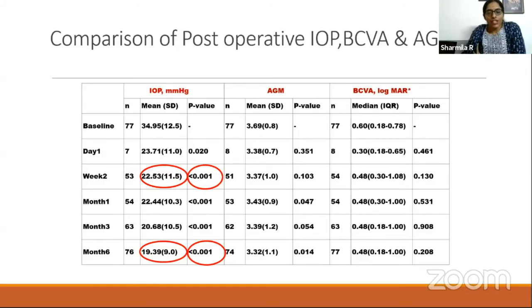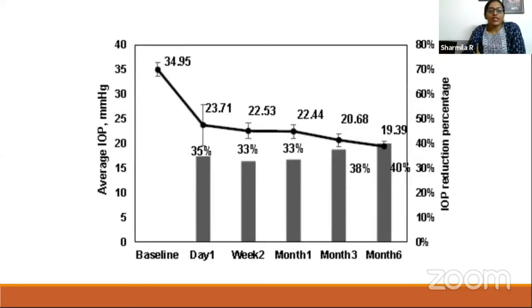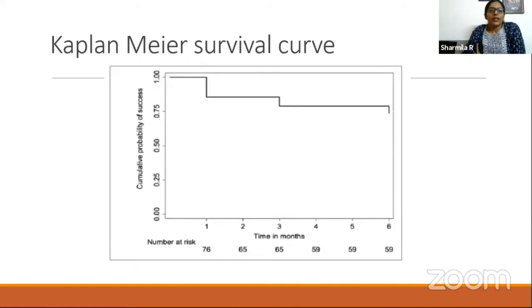However, as Professor mentioned, even in our results, we do not see any major change in the number of anti-glaucoma medications used from the preoperative readings, and the best corrected visual acuity also did not show much change. The baseline IOP was 34, and at the end of 6 months, there was a 40% reduction in intraocular pressure. Looking at the Kaplan-Meier survival curve, which we used at 18 millimeters of mercury as the success criteria, it was found to be 85, 78, and 72 at 1, 3, and 6 months respectively.